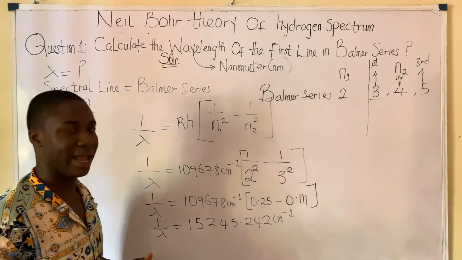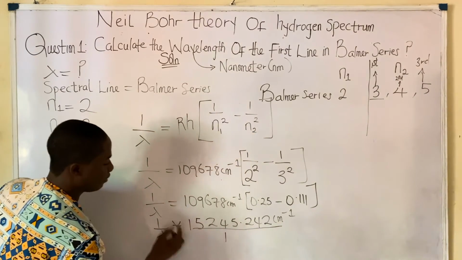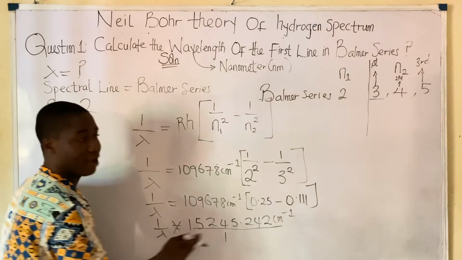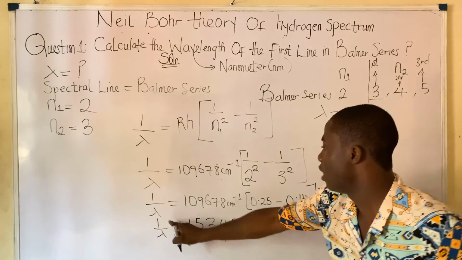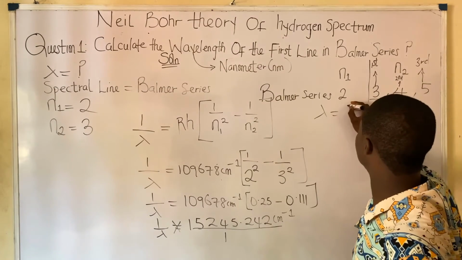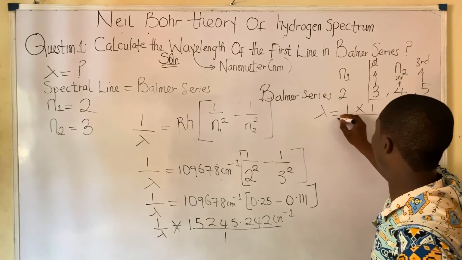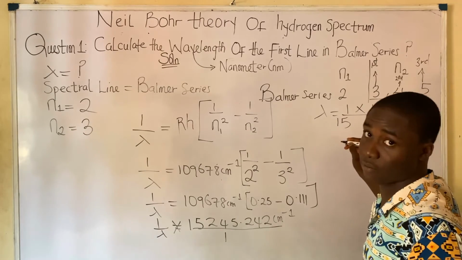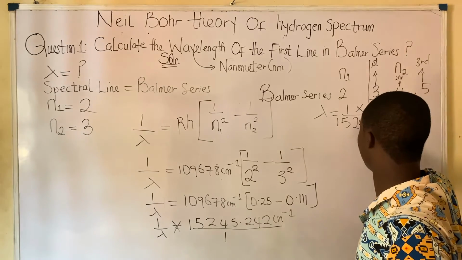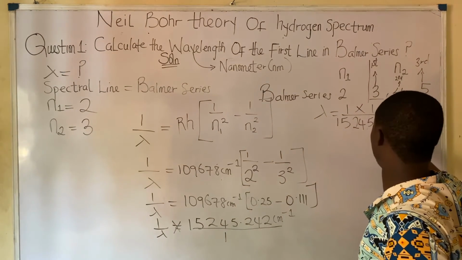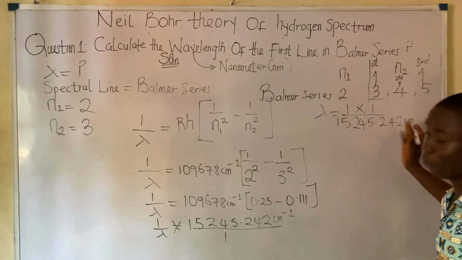Okay, so what do we do next? Because this is 1 over wavelength, next we now say over 1. We will now calculate for our wavelength. Okay, I believe you are following. So it becomes wavelength will now be equal to, I want to make it subject, so it's going to be 1 times 1 all over the answer we had to get our wavelength. That's inverse. I believe you understand what inverse means. So 15245.242 cm per cm rather. Okay, I think the unit is going to be cm because we've inverted.